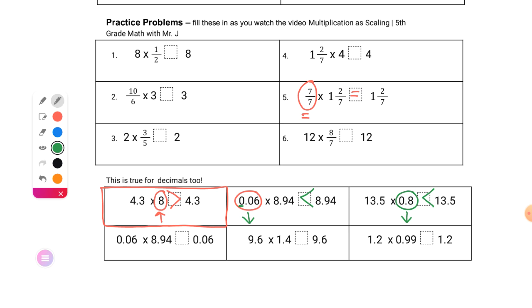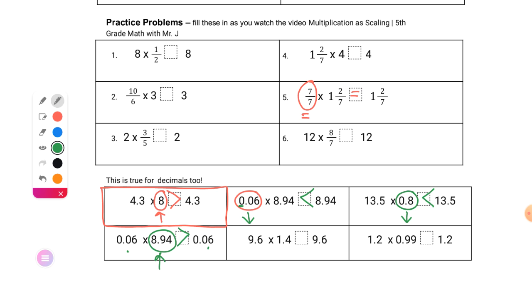Brennan, help me with the first one. What am I going to circle? Which one's different? 8.94. Why are we circling 8.94? Because that's the one that is different. These 2 are the same, so I always look at the other one. Callie, greater than, less than, or equal to 1? Greater than 1. So what does that tell me about my answer? The left side is greater than the right side.